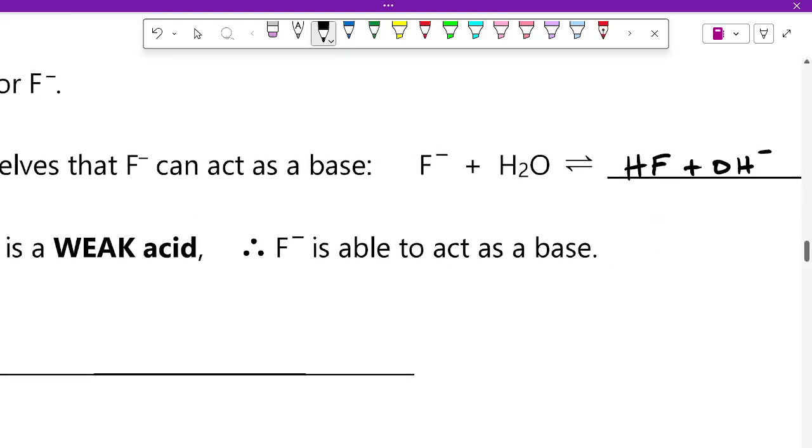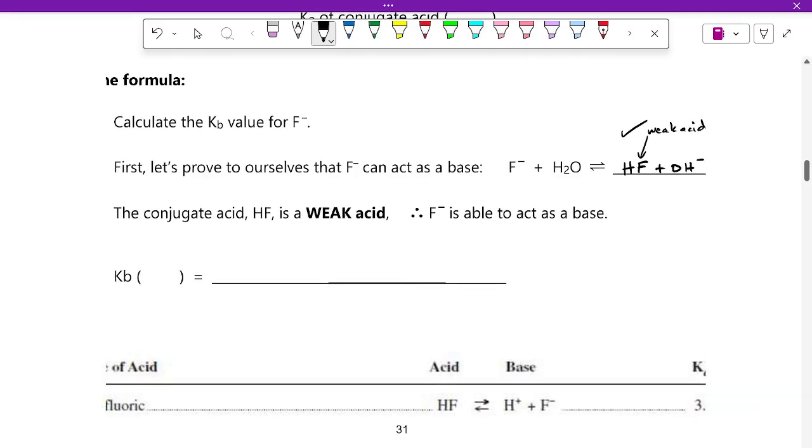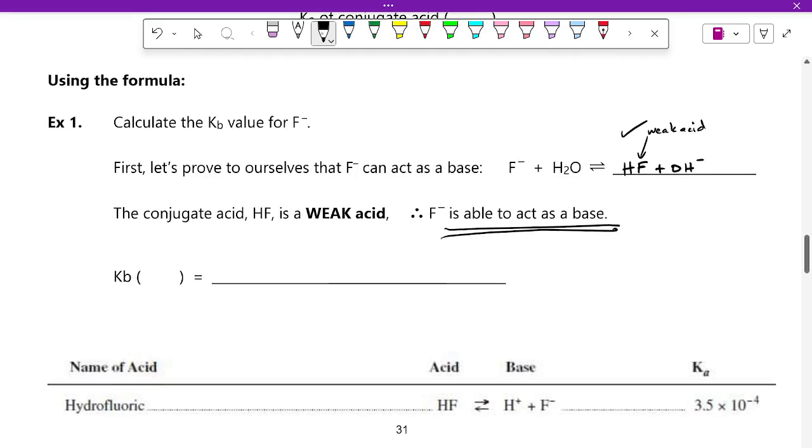Therefore, oh look, this is a weak acid. So that can happen. Yay! F minus is able to act as a base. So the Kb then of F minus, the value of it is going to equal Kw over Ka of what species? HF, the conjugate acid.